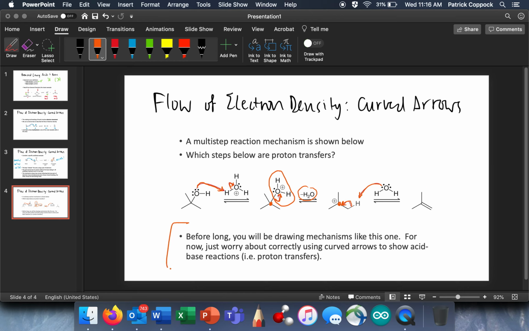So let me emphasize here. You're going to be drawing mechanisms like this yourself before long. But for now, just make sure you understand those arrows, and you'll be ready to do some really sophisticated stuff.